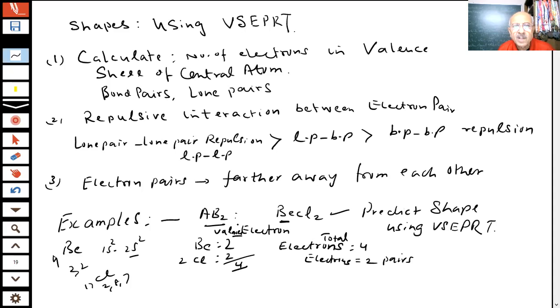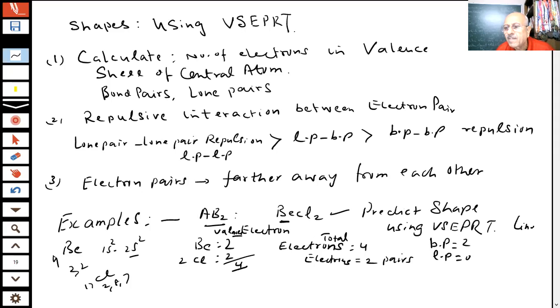There are two Cls. This is AB2 type. BeCl2 is an example of AB2 type. There are two bond pairs in this case because Be is forming two bond pairs. Bond pairs are 2, lone pairs 0, because with 4 electrons only, two bond pairs will be formed. Then what will be the shape of this molecule? AB2 type molecules have linear shape, student.